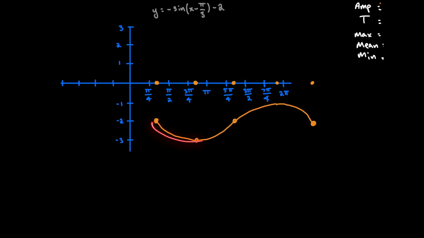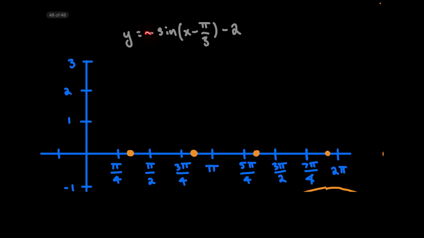And this is just for one period, so you can continue doing the graph a bunch more times, either to the left or to the right. And that is how you graph y equals to minus sine x minus pi on 3 take 2.